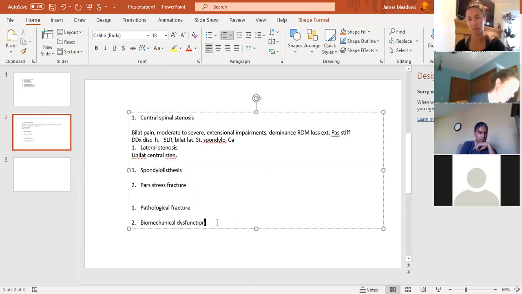And you can isolate it to one segment by moving your hand down onto the spinous process of each segment and pushing up against it until you hit your first positive. So you start from the bottom and work your way up until you've got a positive.